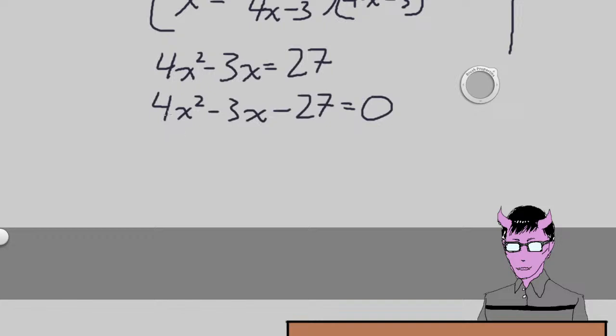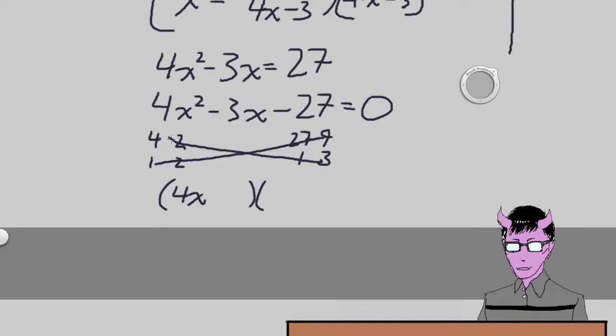This should be a factorizable situation. Factors of 4: 4 and 1, 2 and 2. Factors of 27: 27 and 1, probably not that one. 3 and 9, probably that one. So checking it real quick: this is a 6, this is an 18. That gives 12. No way to produce 3. 9 times 1, 4 times 3. Yeah, that's correct. So we have a 4x.